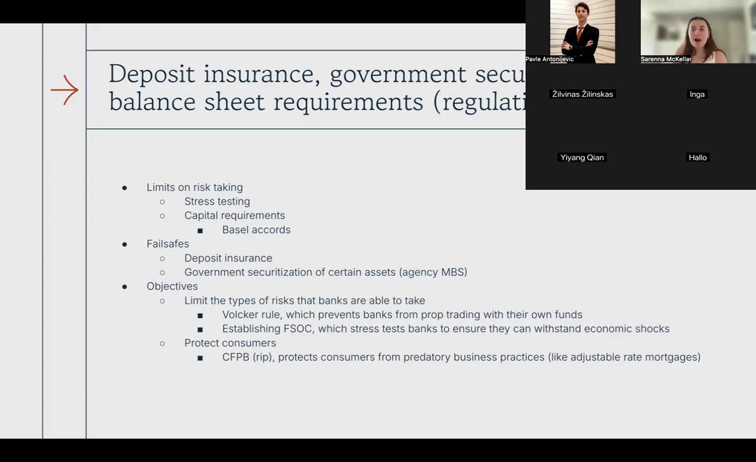There's also capital requirements. There's been the Basel Accords, which were implemented after 2008. We're reaching the final stage. There was Basel 1, 2, 3, and now we're in Endgame. And these basically have very stringent regulations on the types of assets banks are allowed to hold. And these are somewhat technical.